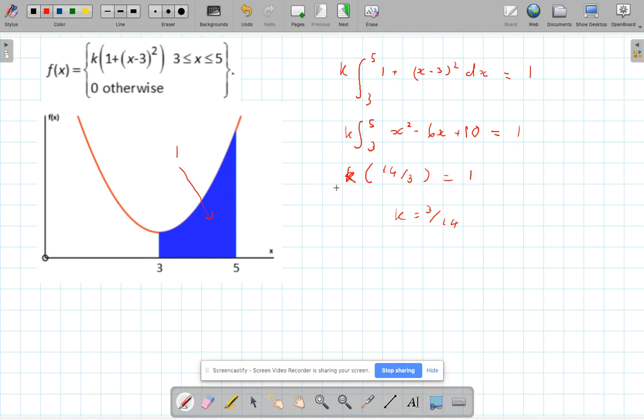So we're going to use this whole thing in the next 3 videos. In the next video, we'll find the median and the mode. Then in the next one, we're going to do the mean and the variance. In the last one, we're going to do a probability question with it. But that's the first concept, just finding k using the concept that this is equal to 1.